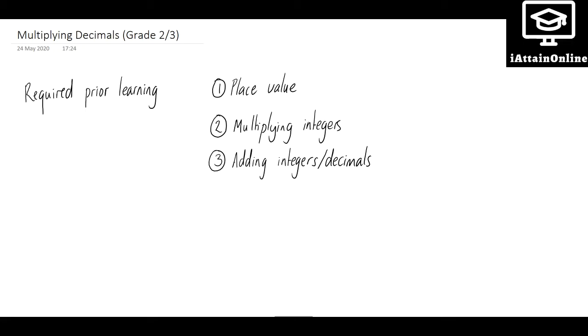So before we go on to the examples, you need to have a good understanding of a few different areas. One of them is place value. That's identifying whether a digit represents your tens, units, tenths, hundredths, or anything like that. You also need to be able to multiply integers together. An integer is a whole number. You also need to be able to add and subtract integers, whole numbers, and decimals as well.